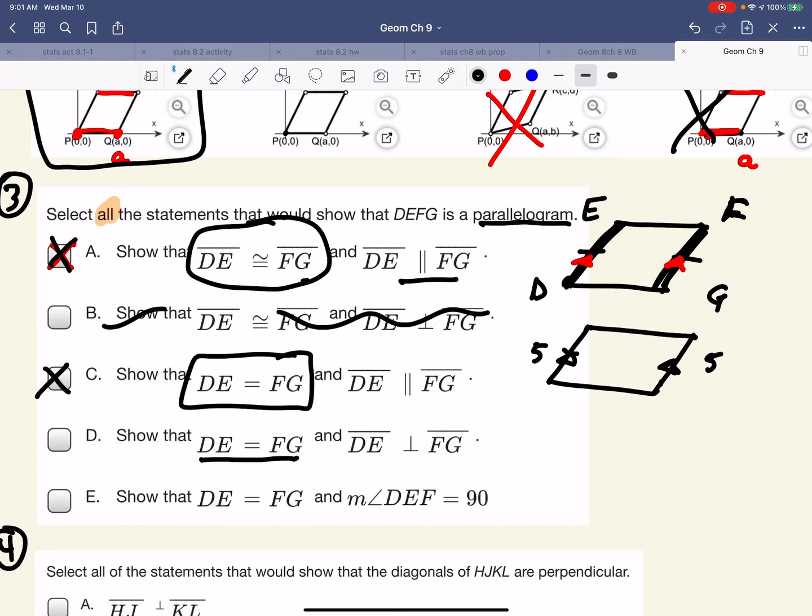This one says, let's say, once again, you make them the same distance, same length, 5 and 5, but we make this one perpendicular, that's not going to be a parallelogram, right?